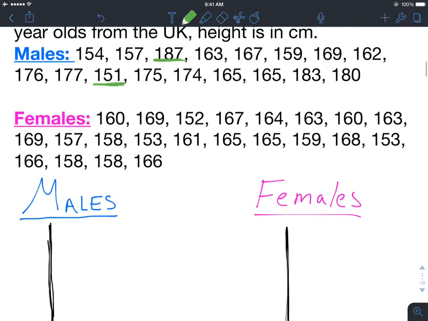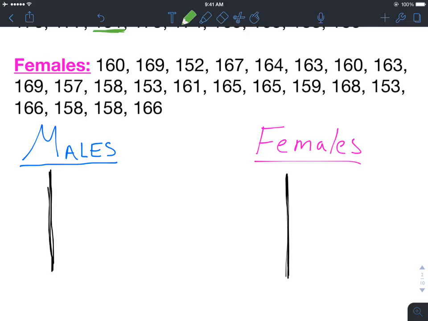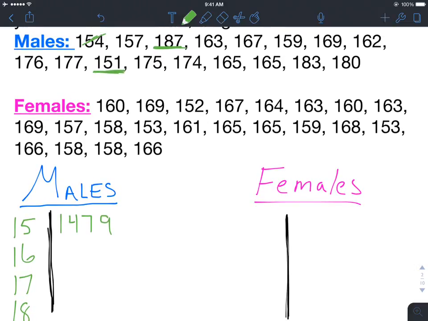Instead of writing 151, 154, 159, and all that, a stem and leaf plot will use stems. The first one will signify 150s, the second one 160s, 170s, and then 180s. So instead of writing 151, I'm just going to put a 1 there. For 154, I just need to put a 4 here. 157, a 7 goes here, and then 159, a 9 goes there. So I actually got rid of all my 150 data.